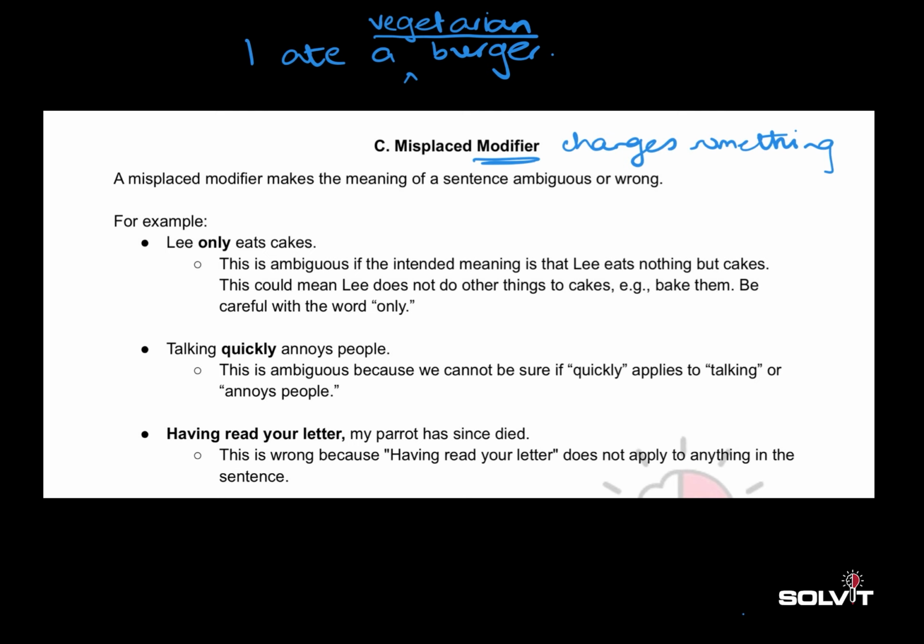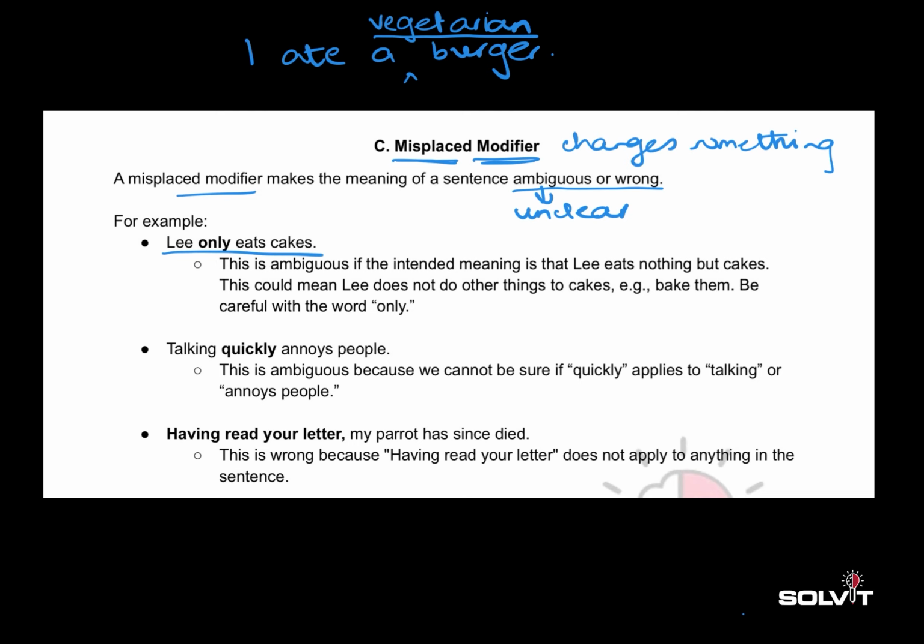So, a misplaced modifier, what does the word misplaced mean? Something that is not in its correct place. Okay, so a misplaced modifier makes the meaning of a sentence ambiguous or wrong. The word ambiguous means unclear. Okay, so when a sentence is ambiguous, it means it's unclear and it's hard to understand what's going on in the sentence. So ambiguous or wrong. Now let's look at the first example. Lee only eats cakes.